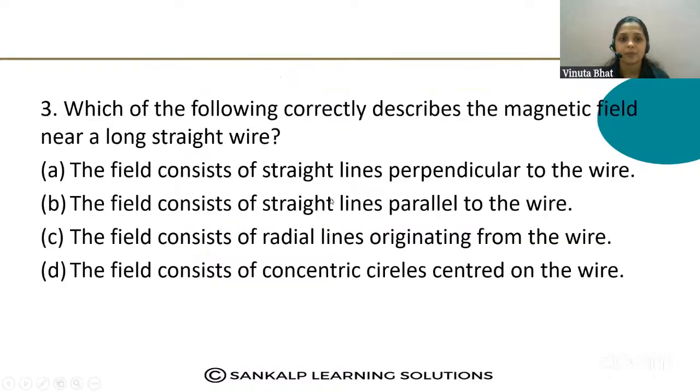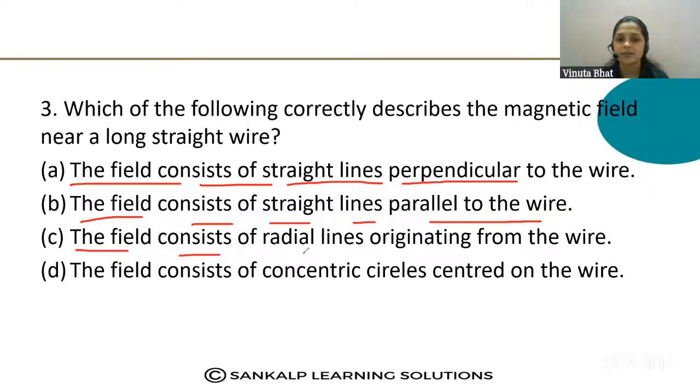Next question. Which of the following correctly describes the magnetic field near the long straight wire? Here, which of the following represents the magnetic field of the long straight wire? The field consists of straight lines perpendicular to the wire. The field consists of straight lines parallel to the wire. The field consists of radial lines originating from the wire. The field consists of concentric circles centered on the wire.